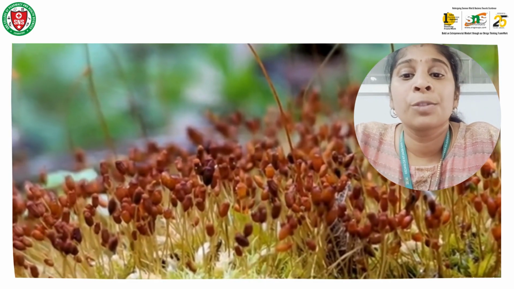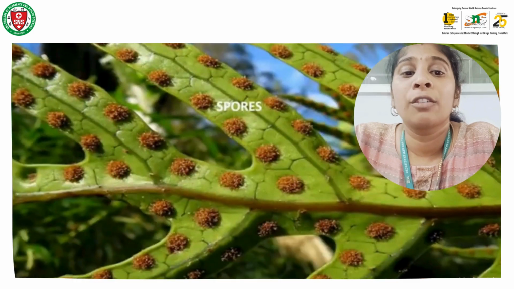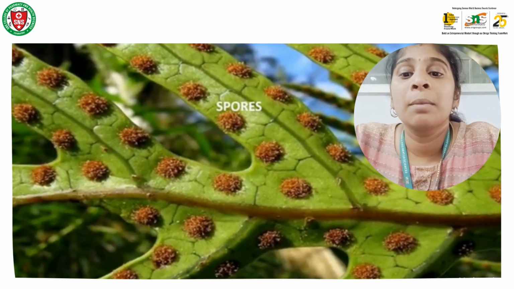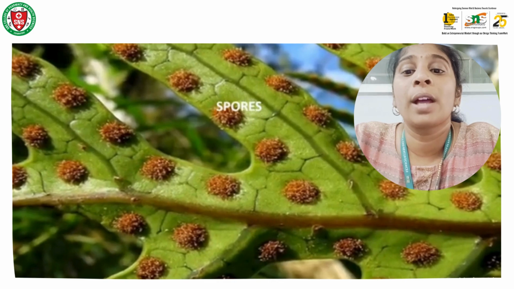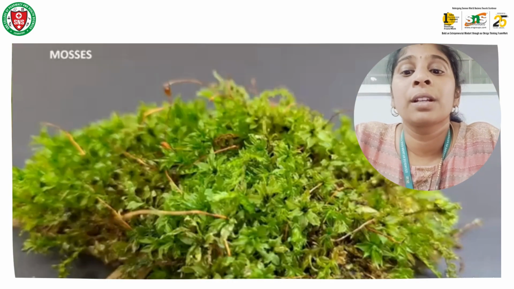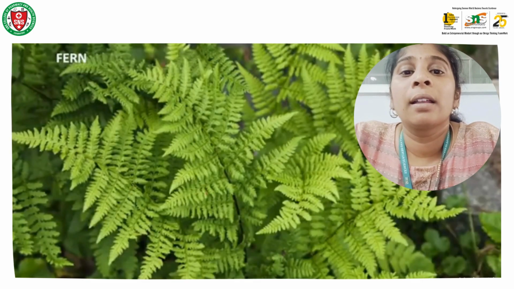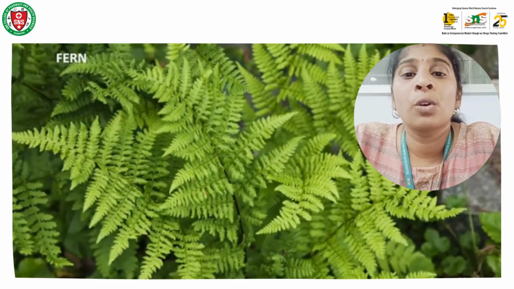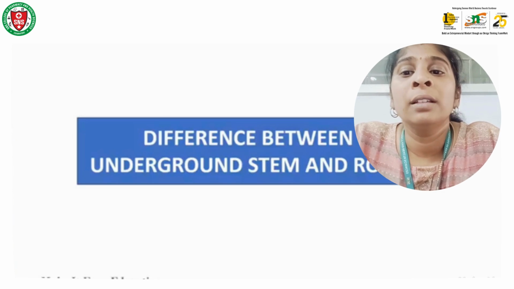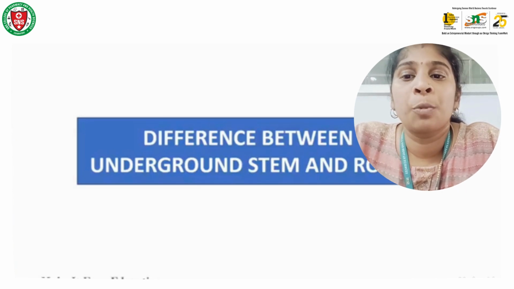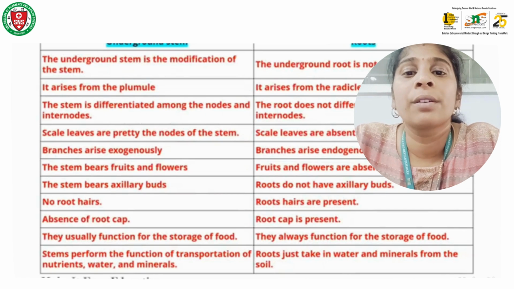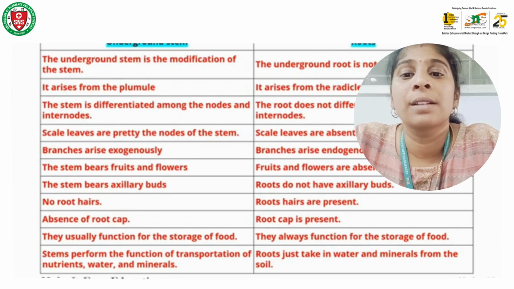And coming to the spores, some plants do not bear flowers and seeds. They may bear special structures known as spores for reproduction. Mosses and ferns reproduce through spores. The spores develop into plants, and through the spores, moss and fern plants produce new plants from the parent plants.